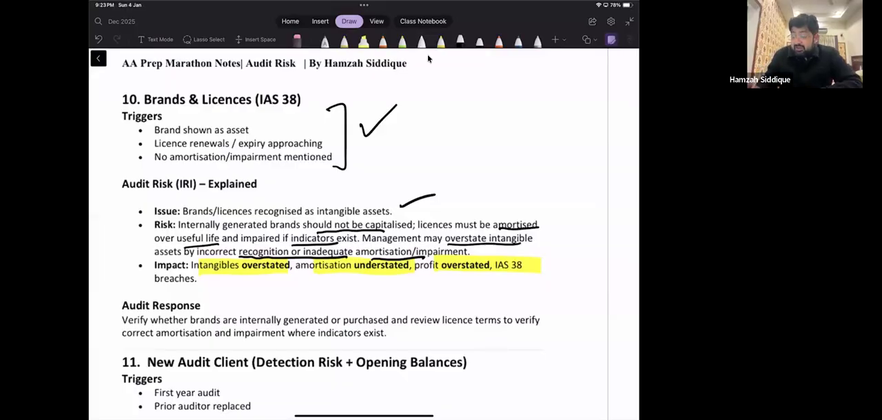So verify whether brands are internally generated or purchased, because only purchased can be capitalized. And review license terms to verify correct amortization, and impairment, again, where an indicator exists. So these are the substantive tests to be performed. Clear cut, detailed.